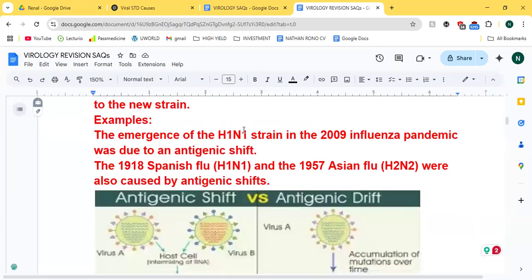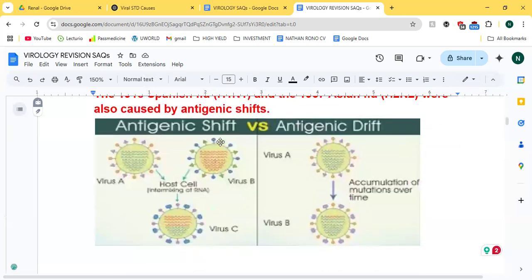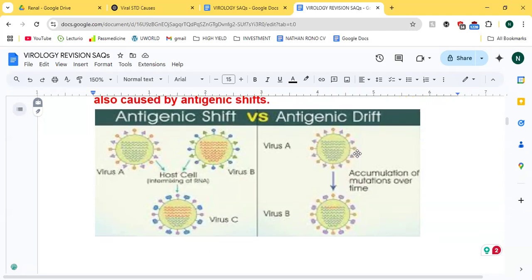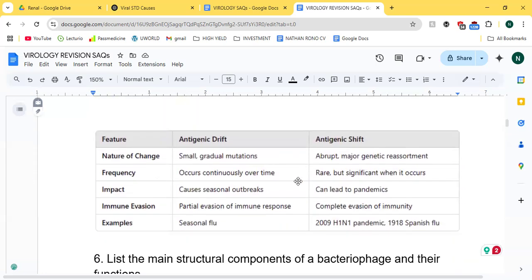I had done this, but basically to summarize, when you hear the word shift, think of a new virus, a new strain. Can you see? So A and B give you C. Drift is accumulation of mutations over time. And it is actually very gradual. So here you can see virus A mixes with virus B, giving you virus C. But drift, accumulation of mutation over time. I had done that, and here are the differences.